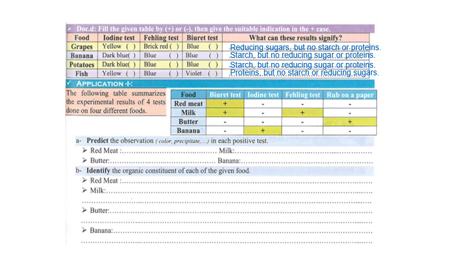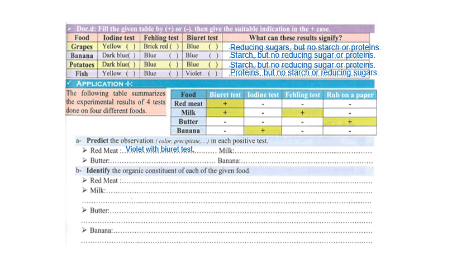Let's solve application 1. The following table summarizes the experimental results of 4 tests done on 4 different foods. Predict the observation, color, or precipitate in each positive test. Red meat, positive with violet only, so violet with the biuret test. We are talking about colors here.